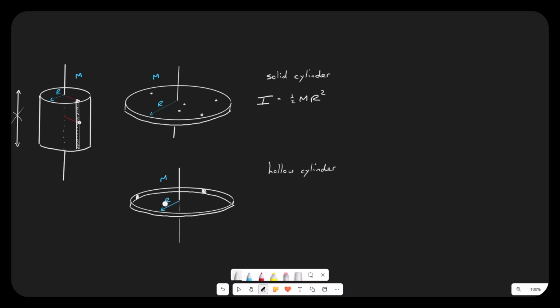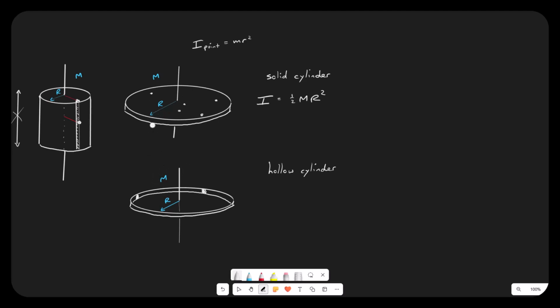I can make the hollow cylinder out of the solid cylinder by removing these particles that are closer to the middle. Now the moment of inertia of a point is going to be mr squared, and if I remove the particles that are closer to the middle, then what I will be left with is a bigger moment of inertia. Now that's only because these masses are the same.